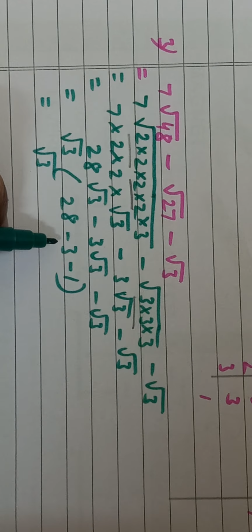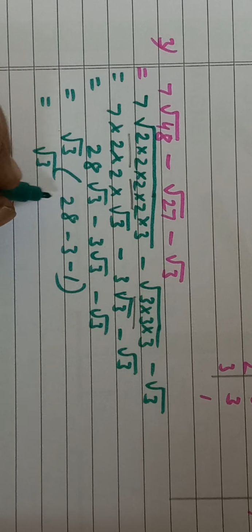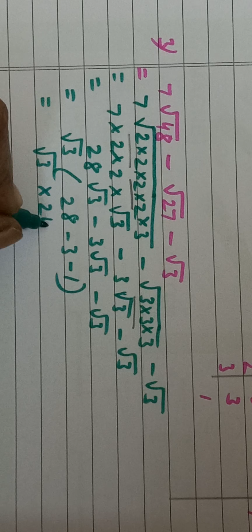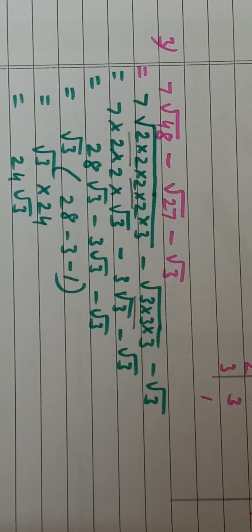Now 28 minus 3 is 25. 25 minus 1 will be 24. So you can write it as into 24, which is equal to 24 root 3. This way you have to solve. I hope you are getting it.